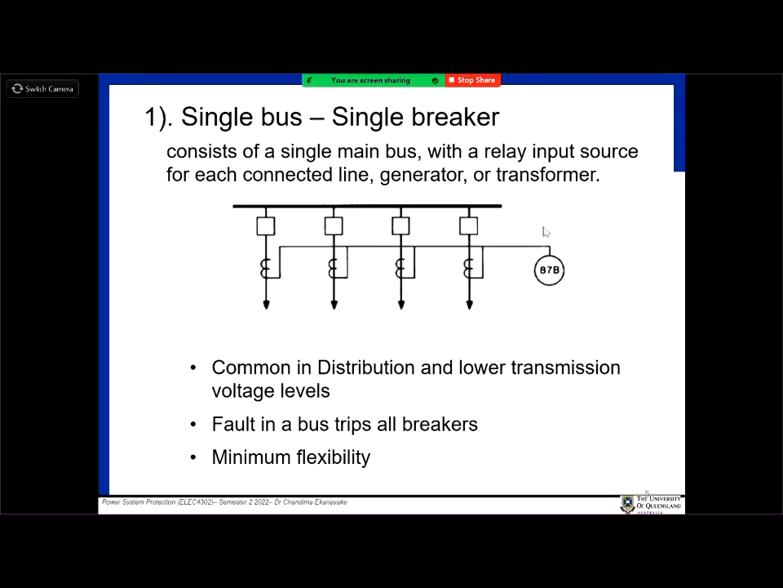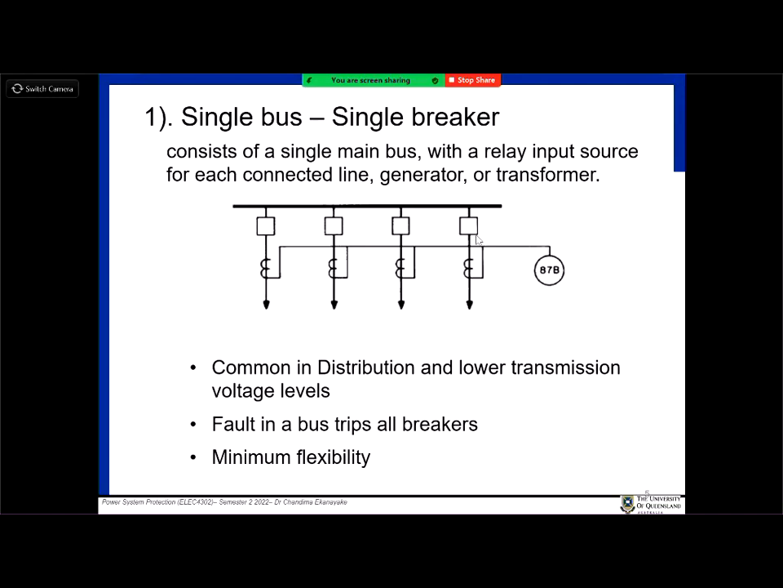Is that good or bad? Bad, right? It's minimum flexibility. You can't even run half of the feeders. Which means this is not very common in transmission systems, though they use it in distribution. In the transmission system, this is not going to work. If you are bringing thousands of MVAs to a bus and then suddenly you disconnect the whole thing, that is not going to work, and the whole system will collapse.